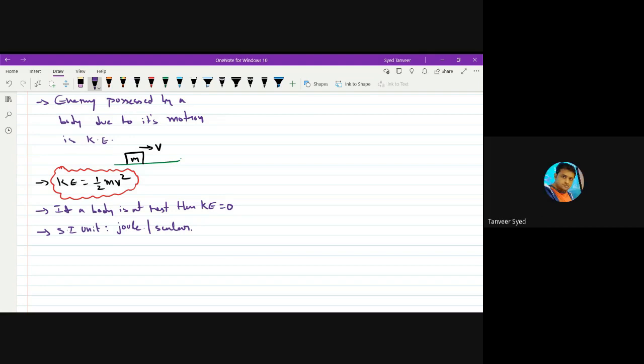If the speed of the body is changing, its kinetic energy will also change. Mass, however, will be constant. If a body is moving with constant speed, it will have constant kinetic energy. If it's moving with variable speed, increasing or decreasing, its kinetic energy will also change. To calculate that instantaneous kinetic energy, you have to take help of calculus, integration.